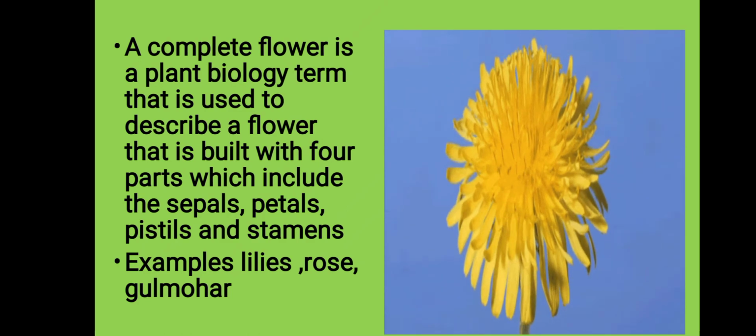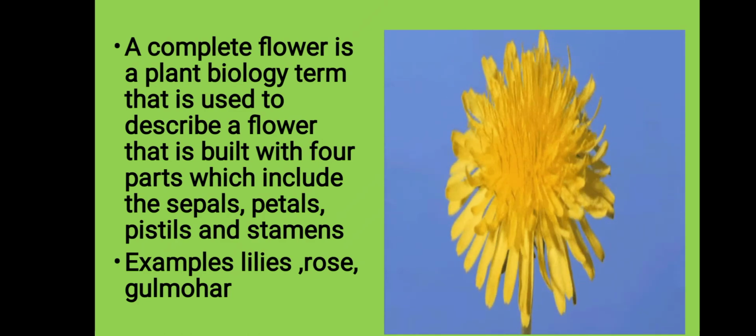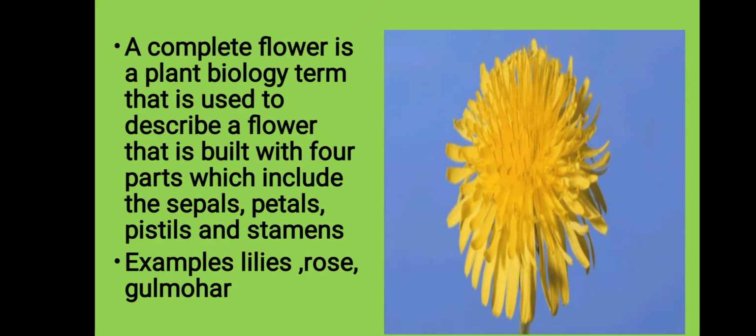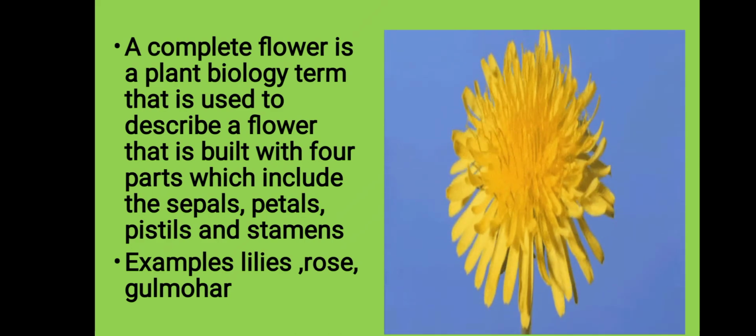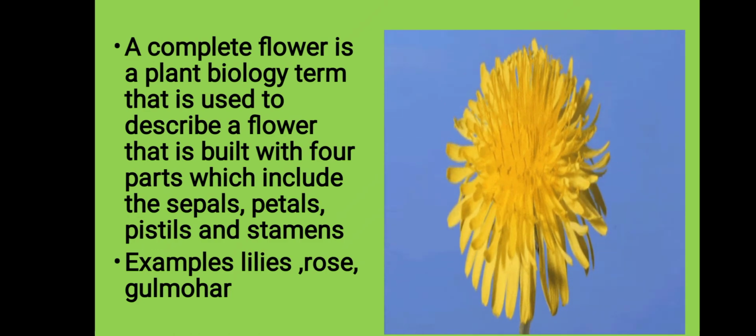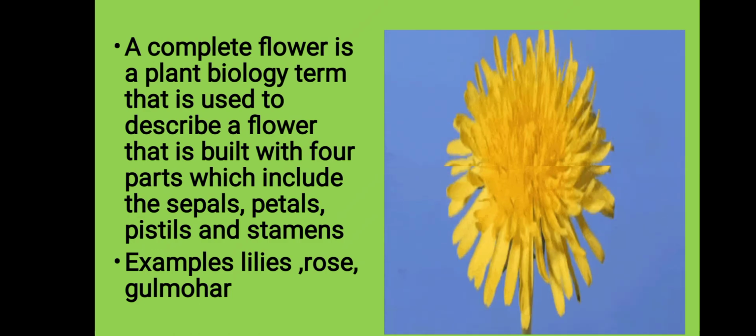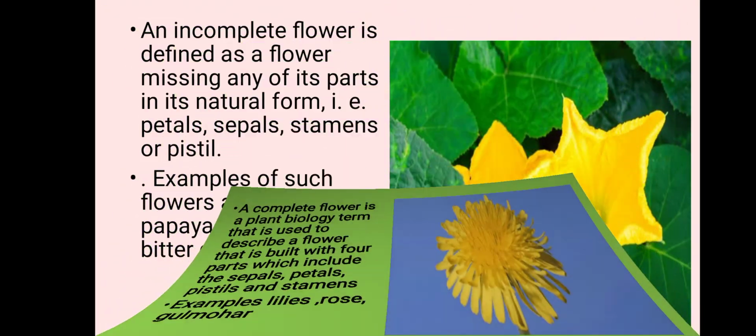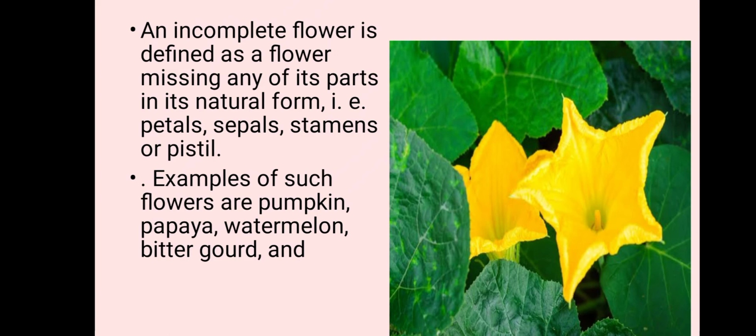We have also come to know about two types of flower, the complete flower and the incomplete flower. A complete flower is one where all four parts are present. Examples are lilies, rose, and gulmohar. An incomplete flower is defined as one in which any part, that is either petal or sepal or stamen or pistil, is missing in its natural form. Examples would be the flowers of pumpkin, papaya, watermelon, and bitter gourd. So class, this is what we are going to learn for today.